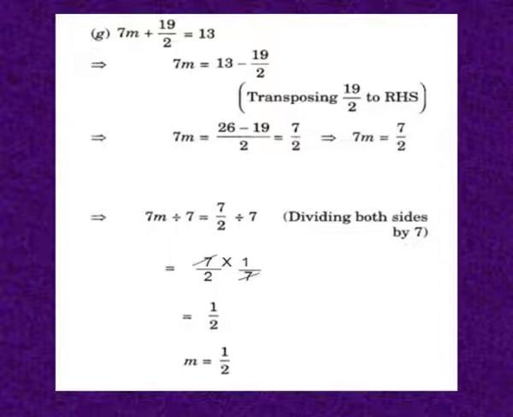In LHS, 7 and 7 will be getting cancelled. And in RHS, 7 by 2 divided by 7. So as the division of fractions rule, we are keeping the first term, that is 7 by 2, as same, and division symbol should be converted into multiplication symbol, and the reciprocal of 7 is 1 by 7. Now it becomes 7 by 2 into 1 by 7. Here 7 and 7 will be getting cross cancelled and it becomes 1 by 2. Therefore, m is equal to 1 by 2, which is our required solution.